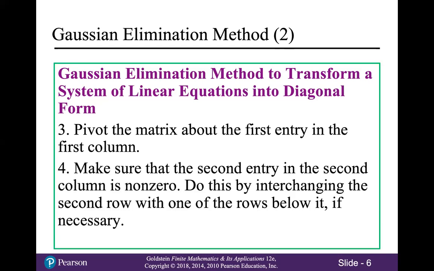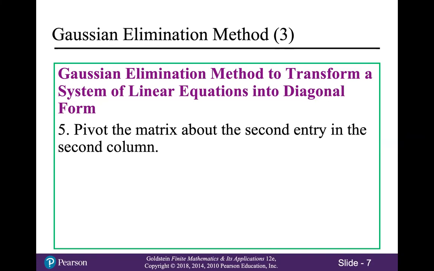Okay, now we're going to do the same kind of thing with the second column. Make sure that the second entry in the second column is non-zero. Do this by interchanging the second row with one of the rows below it. Okay, not with the first row, because we don't want to mess up that first column. Pivot the matrix about the second entry in the second column, again, which means make that entry a 1, make every other entry in that column 0.